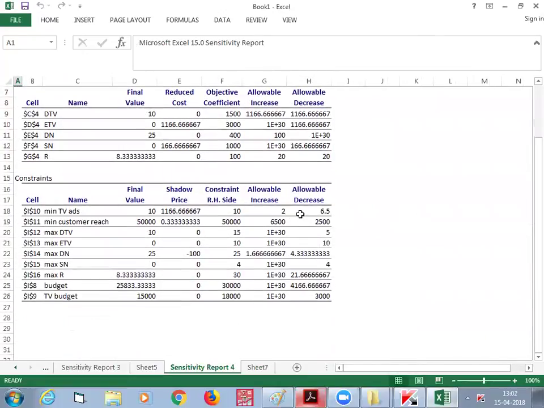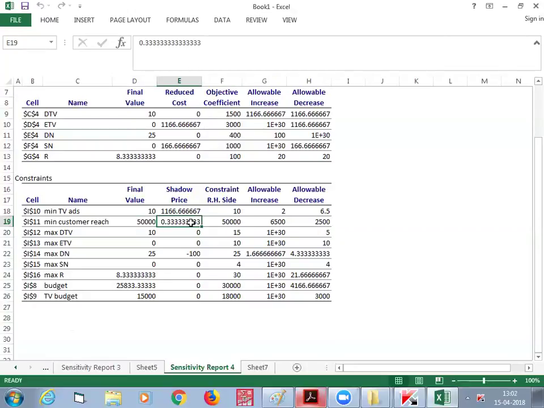And now notice we can interpret everything in terms of its impact on cost. So for example, notice we're not using up the whole 30,000 budget. We can do this within 25,833. That's what is required to meet the customer reach. And for each additional customer that I want to reach, the cost is 0.333. So that gives me how much is the additional cost per customer.